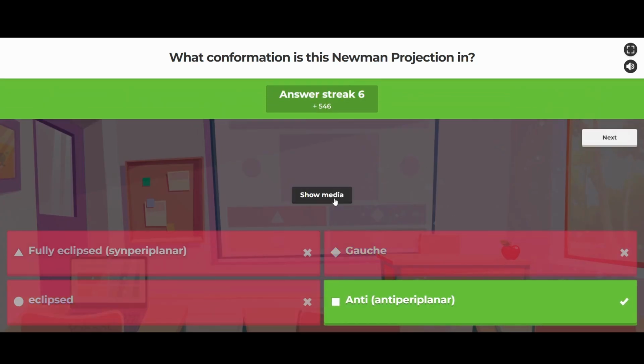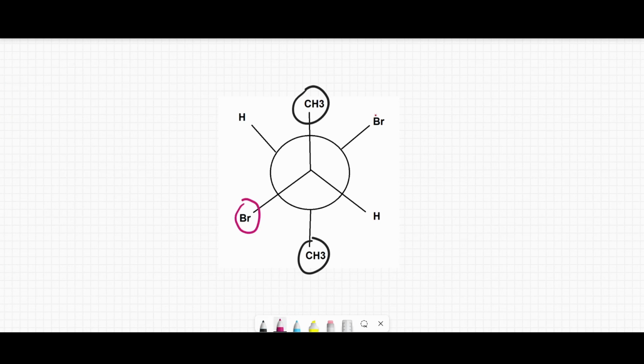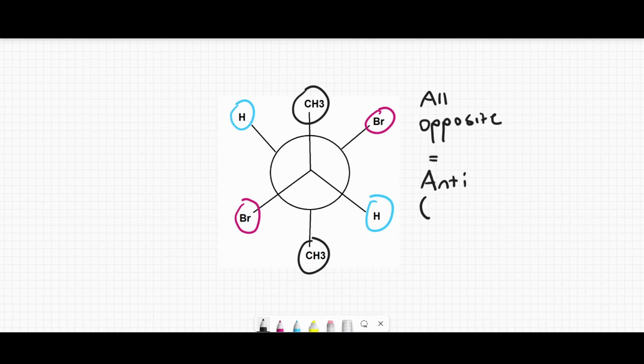Alright, nice job. That is the anti-conformation. Let's take a look at it here. So our methyls were opposite, our bromines, and our hydrogens. When all like groups are opposing each other, that is called the anti-conformation. This is the most stable staggered form.